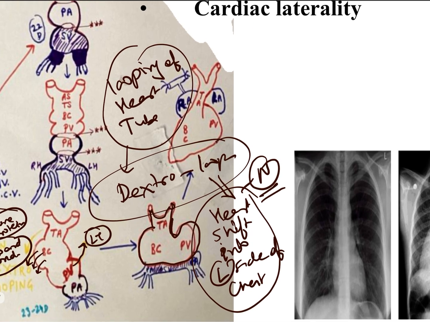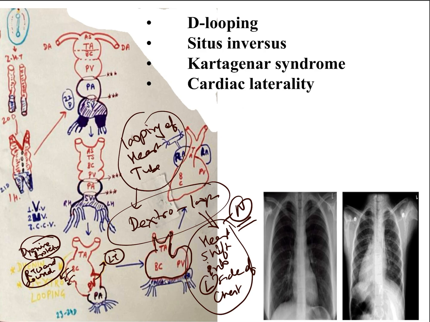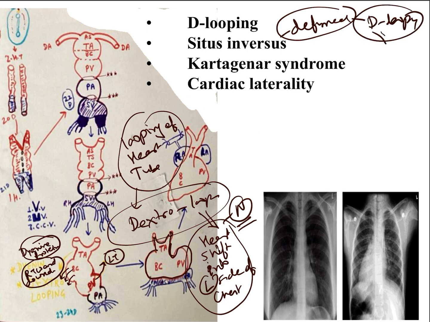But in some pathology, if there is absence of dynein or the dynein protein is deformed, then dextrolooping will not occur. Because of absent dextrolooping, the heart will shift into the right side of the chest cavity, which is known as dextrocardia. What is this? Dextrocardia or situs inversus. What is situs inversus? Situs inversus is because of dynein protein defect.